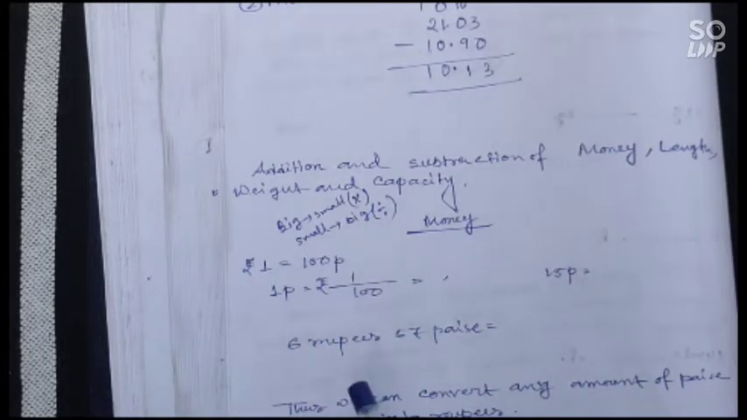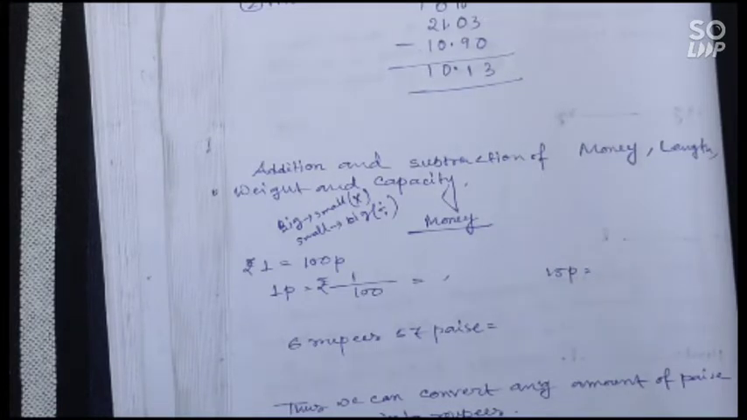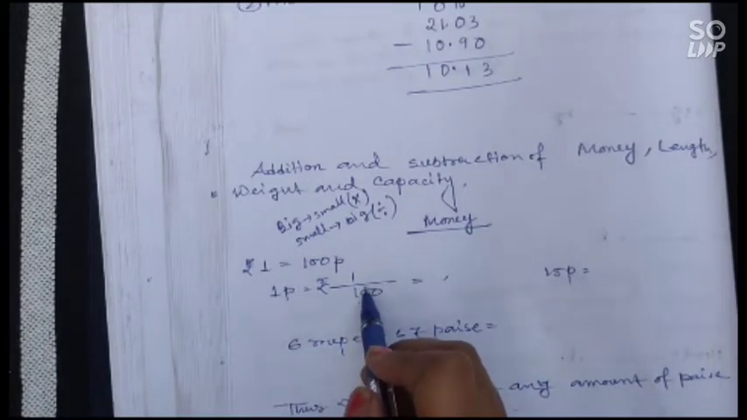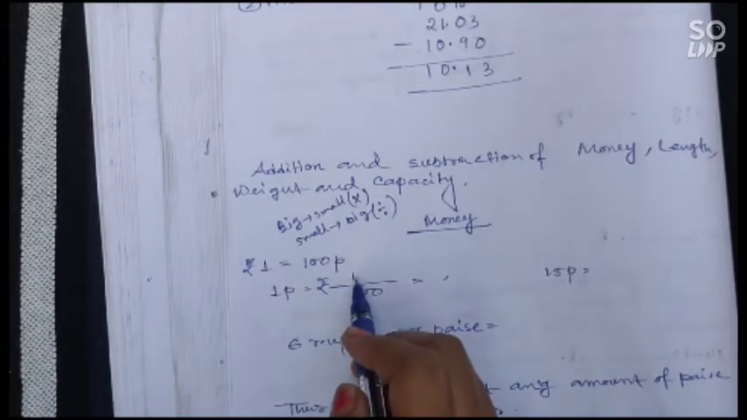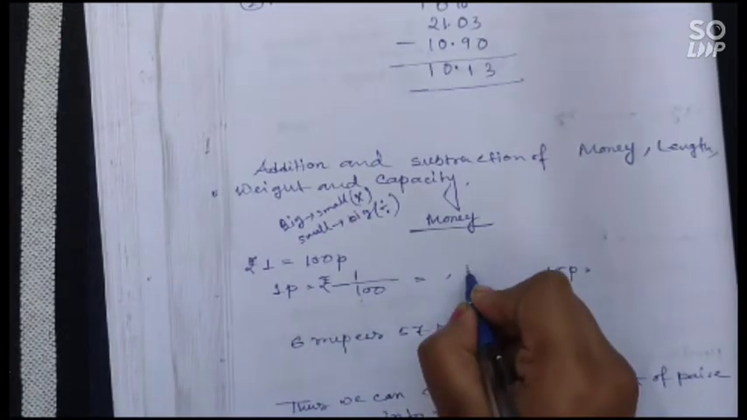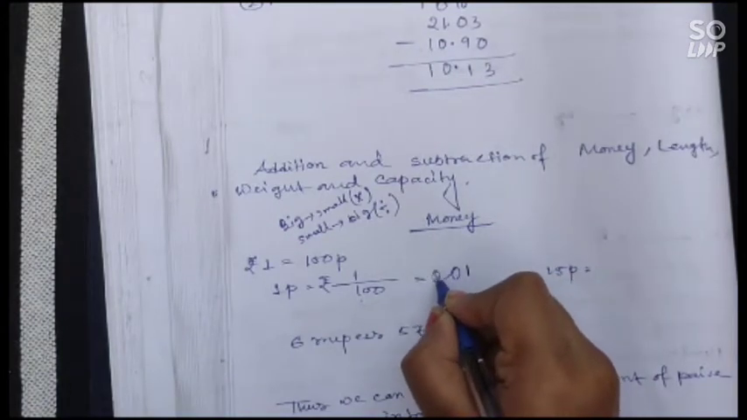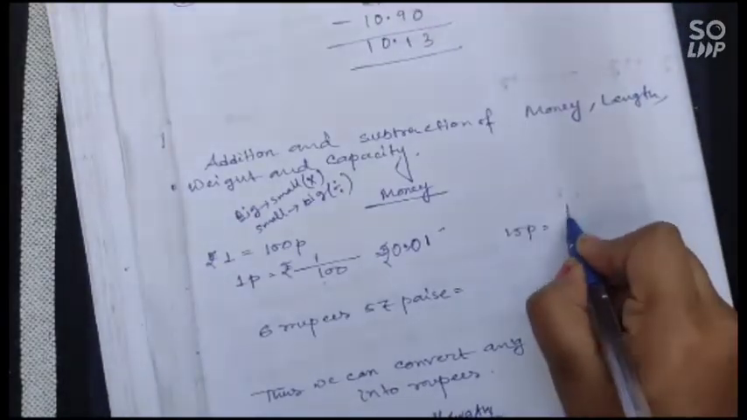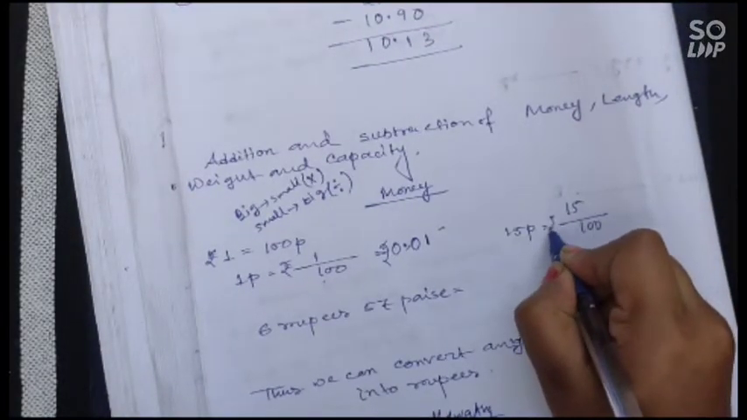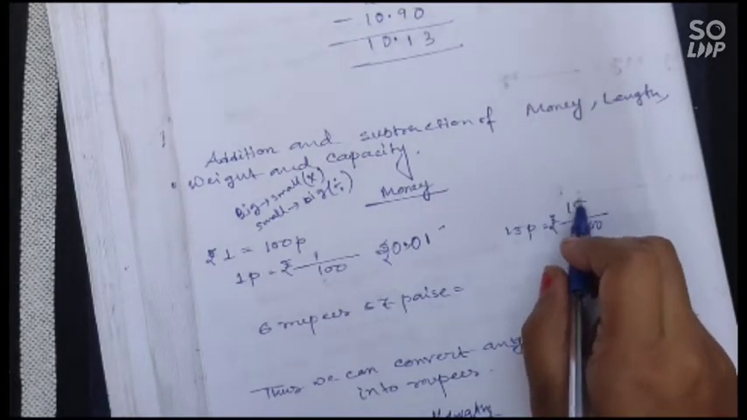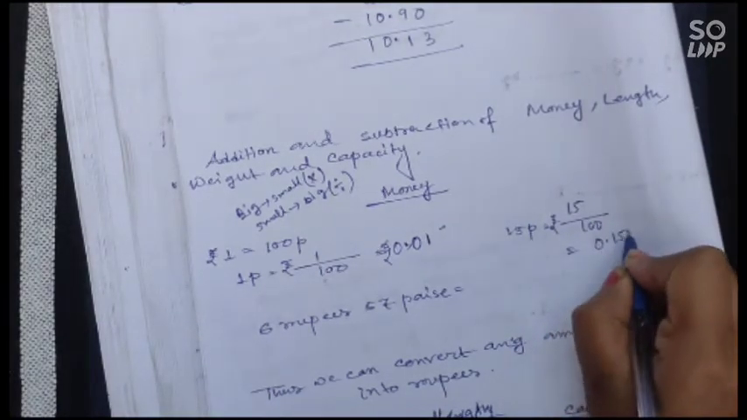1 rupee equals 100 paise. So 1 paise equals how many rupees? Paise থেকে rupees এ যাবো, that means smaller থেকে big এ যাবো. So that means we have to divide by 100. And there is 100 in the denominator, so you have to place a decimal point before the 2 digits of the numerator. There is 1 digit, so 0 will come here: 0.01 rupees. Next, 15 paise means 15 by 100 rupees. Now you place the decimal point before the 2 digits of the numerator: 0.15 rupees.